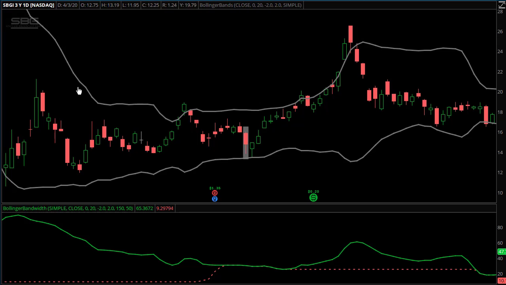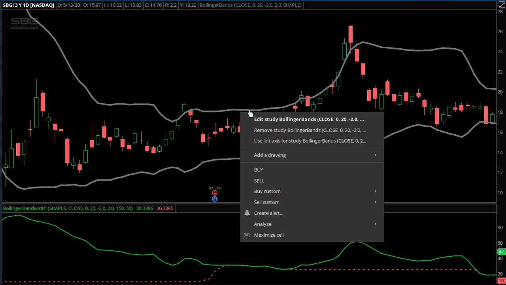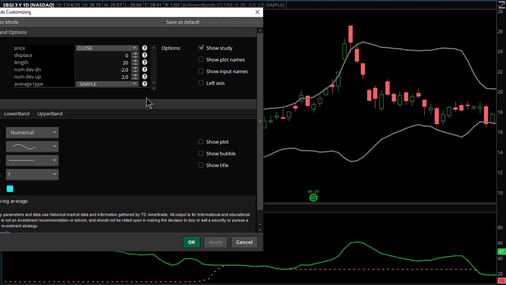Of course, we've got our Bollinger Bands here. By the way, I'm just using the standard indicators there. Let me pull this up so you can see. The length is 20 and the standard deviation is -2 and +2, using a simple moving average. So that's what I'm using there.